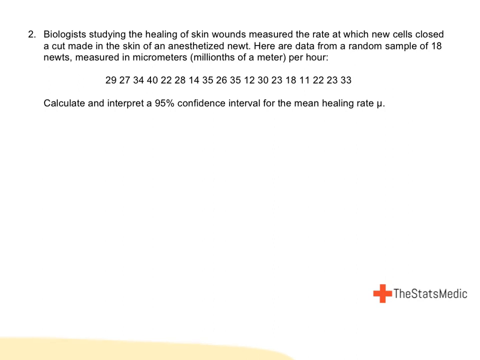All right, here's one thing that we see. Random sample of 18 newts measured in micrometers per hour. So they give us the actual data set. It says calculate and interpret the 95% confidence interval for the mean. So whenever I hear calculate and interpret a confidence interval, remember there's my key, because that's what they're telling me to do, right? So do that. And here's your key word, mean. So right away, I know this is a means problem. I know I'm doing a confidence interval.